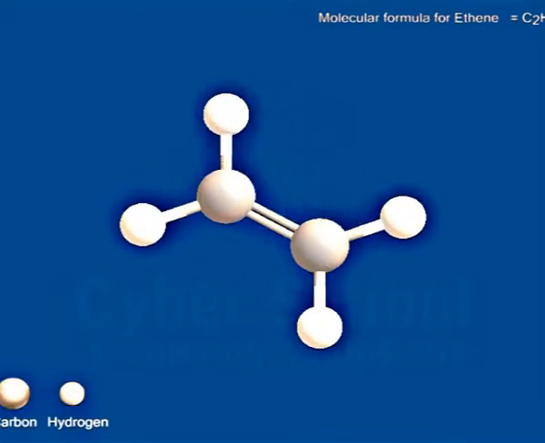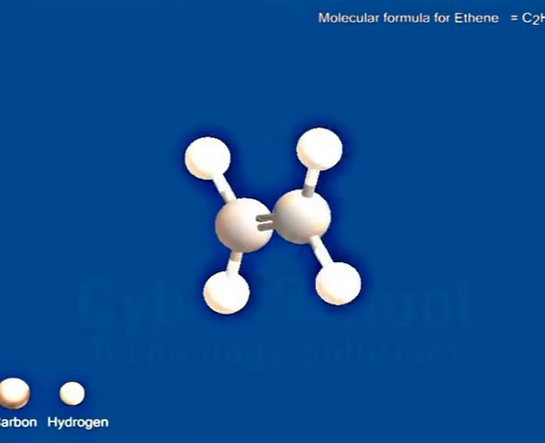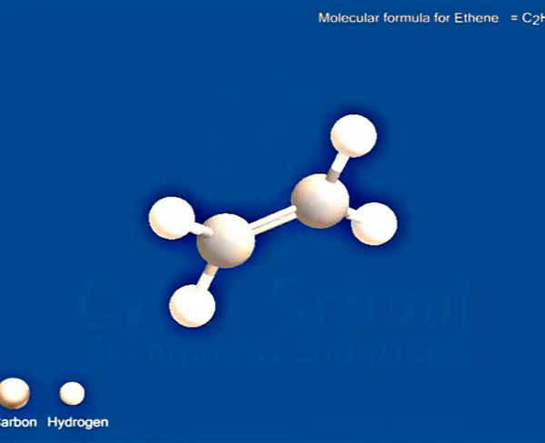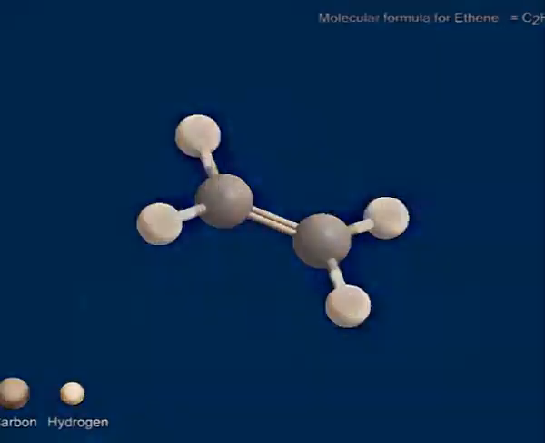Ethene is the first member of alkenes. Alkenes are unsaturated hydrocarbons. They are differentiated by their double bond.